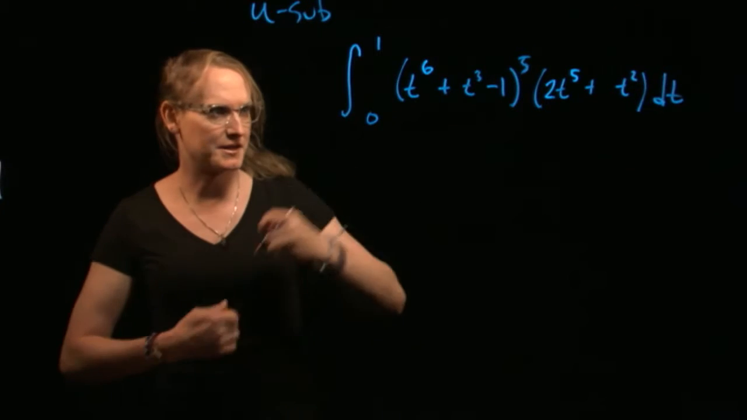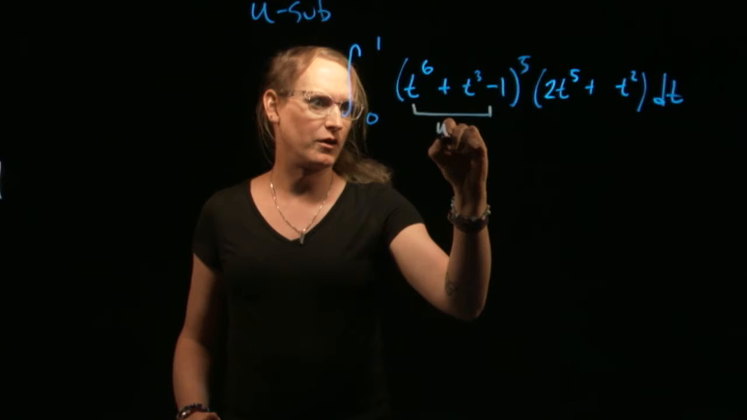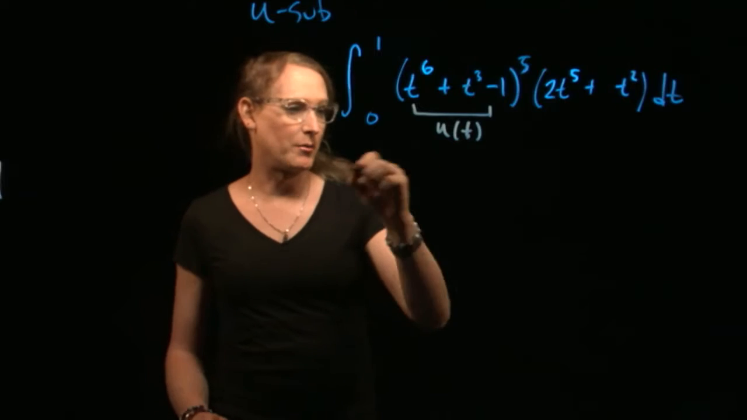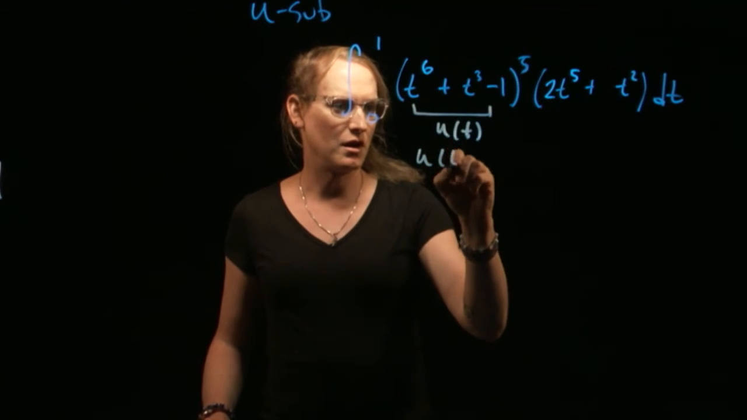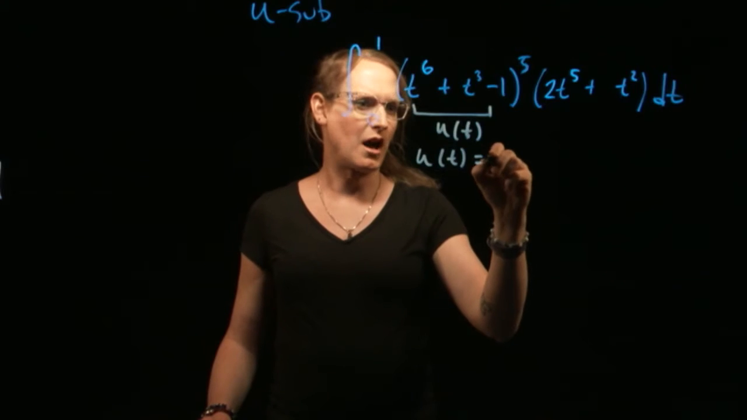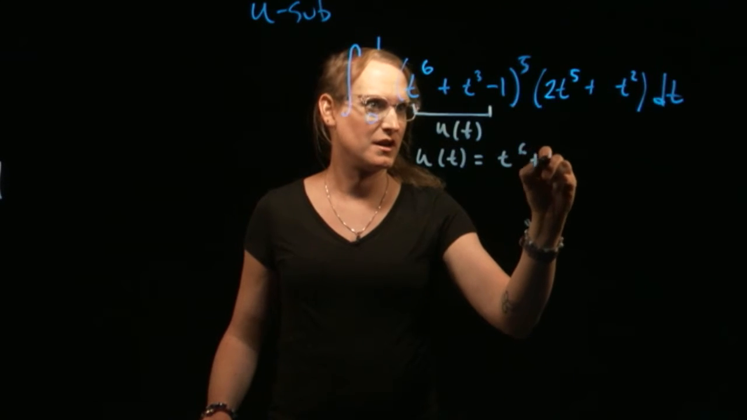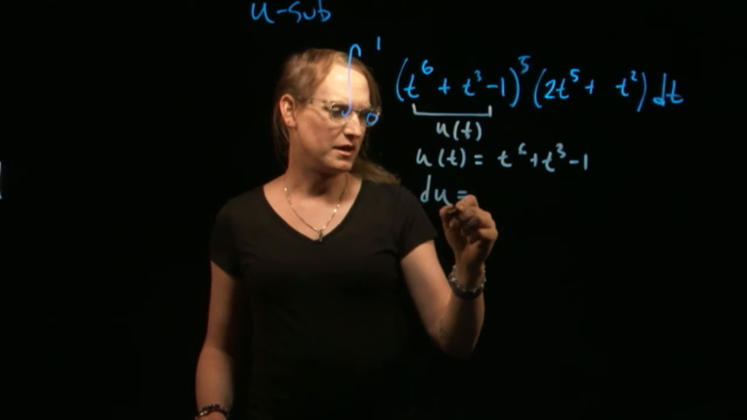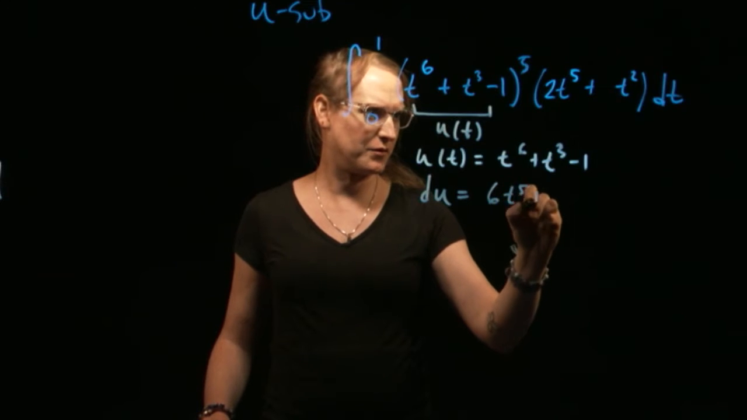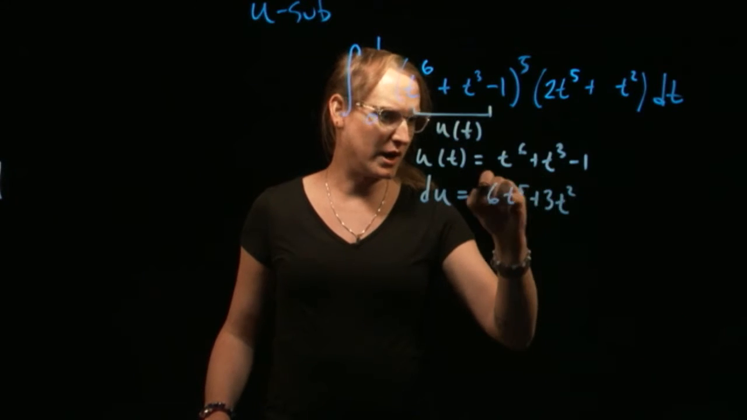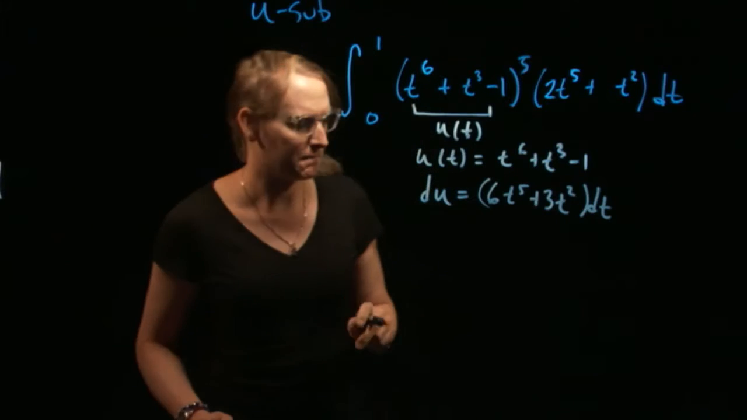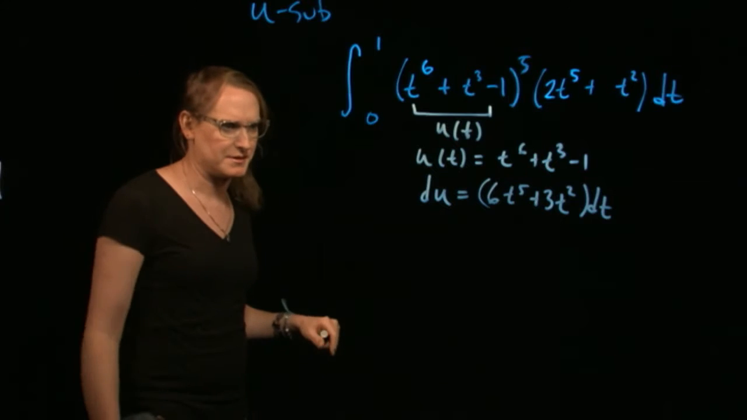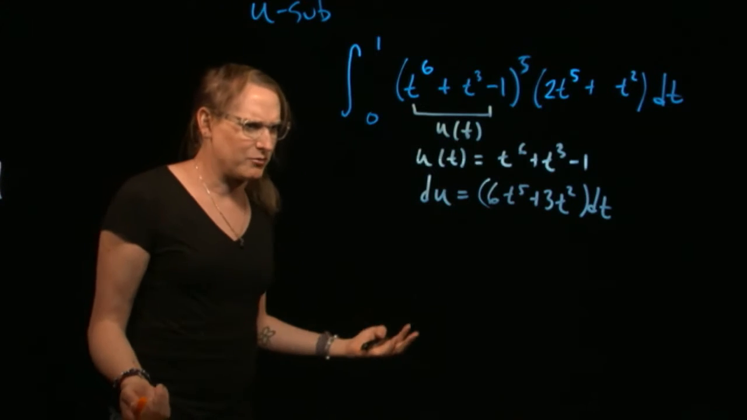Let's try letting the inside here be our function u of t. So in particular, I'm going to make this super explicit. I'm going to go u of t is equal to t to the 6th plus t cubed minus 1. That says that du is equal to 6t to the 5th plus 3t squared dt. I went ahead and skipped a step in having the over t and then moving the t right here because that always happens.